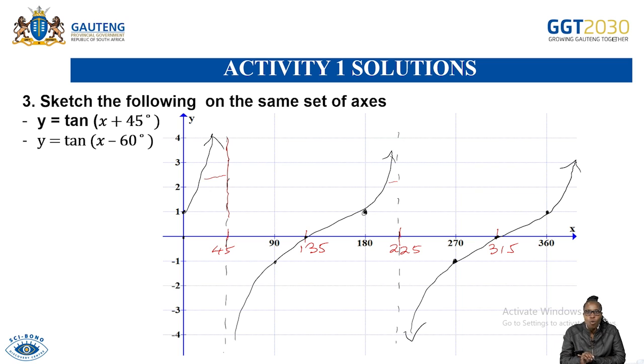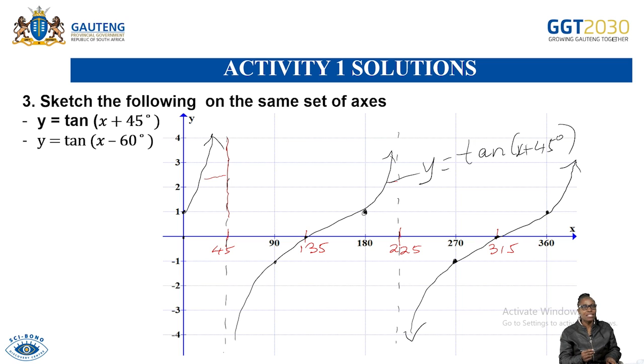But I said we are moving between 0 and 360, which means our first graph is going to look like this. This is our first graph of y equal to tan(x plus 45).